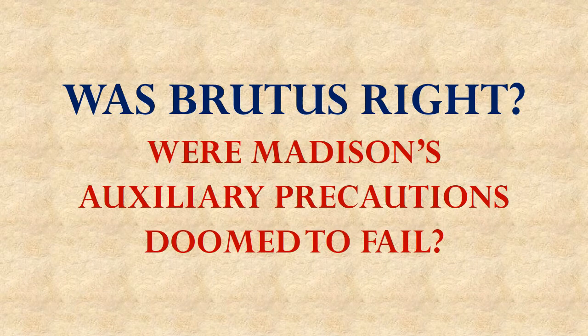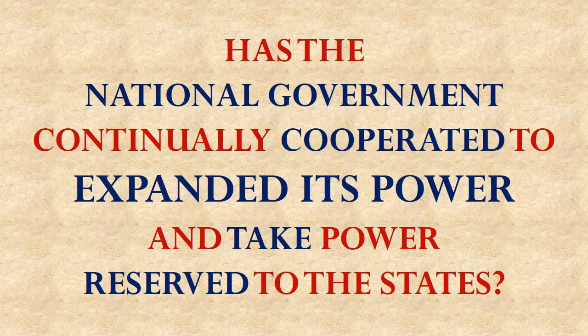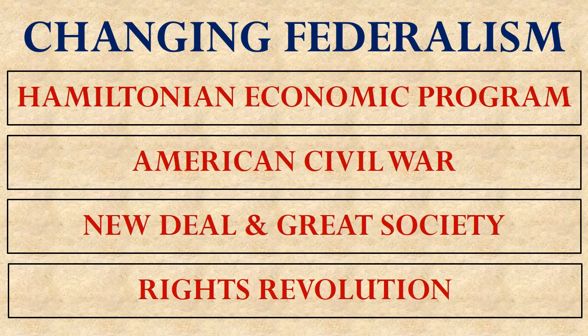We then questioned whether or not Brutus was right. Would Madison's auxiliary precautions fail and the national government cooperate to expand its powers? And in cooperating to expand its powers, would the national government then take reserved powers away from the states? We then began to answer that question by looking at some historical events where the balance of power between the national government and the states changed.